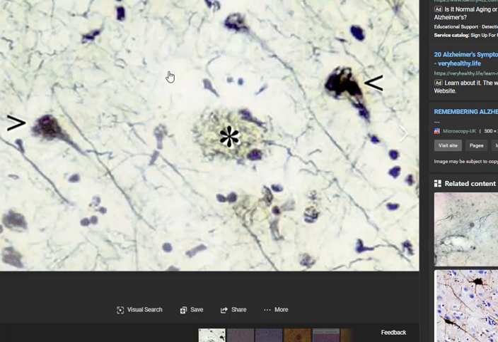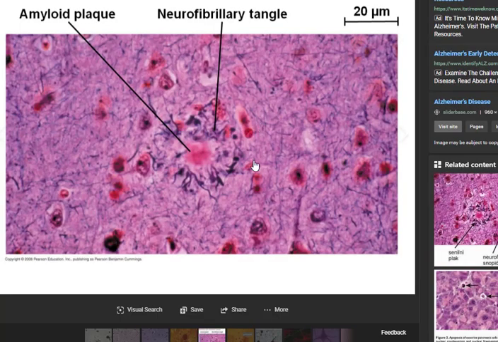Here's a picture of someone who has Alzheimer's. And as you see, that's not a normal nerve cell. That's not a normal neuron. You can clearly see these wads of protein filling up the cell body. Here's a picture of the amyloid plaque in there, and there's the neurofibrillary tangles all around there.